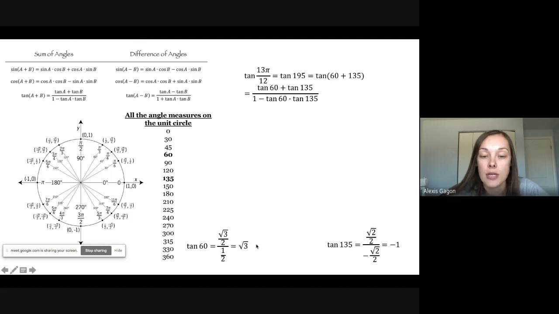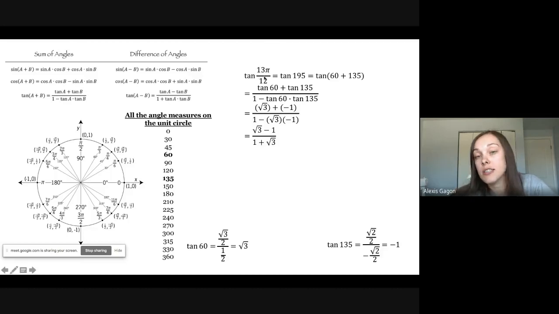Okay. So then we can just plug these in. So tangent of 60, that's square root of 3. Tangent of 135, negative 1. Then 1 minus square root of 3 times negative 1, which on top there, that just simplifies to square root of 3 minus 1. On bottom, a negative. So this multiplies to be negative square root of 3. And then a negative minus a negative is a positive. So that's 1 plus the square root of 3. And that is your answer.